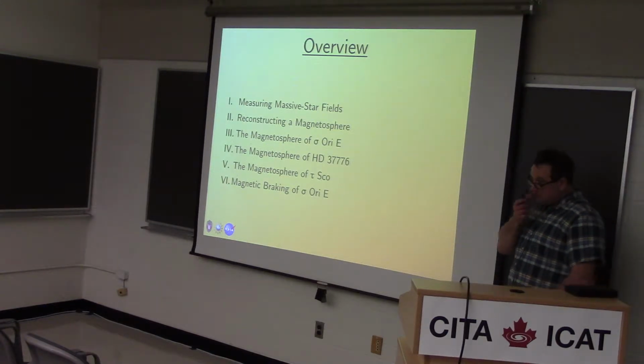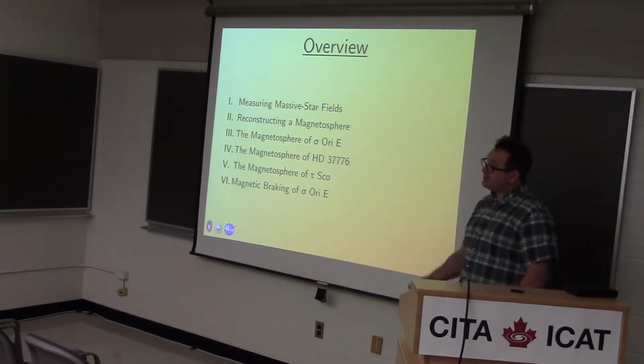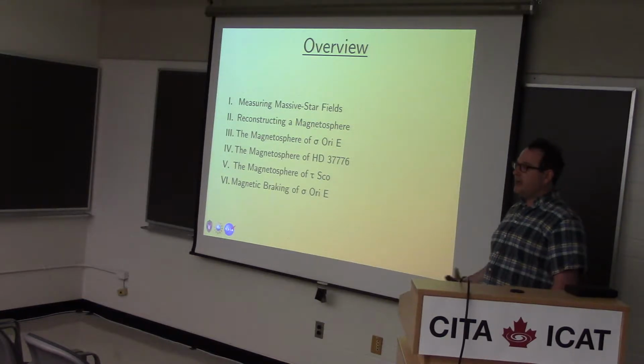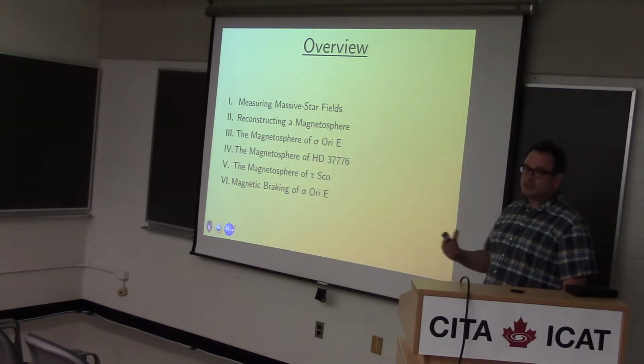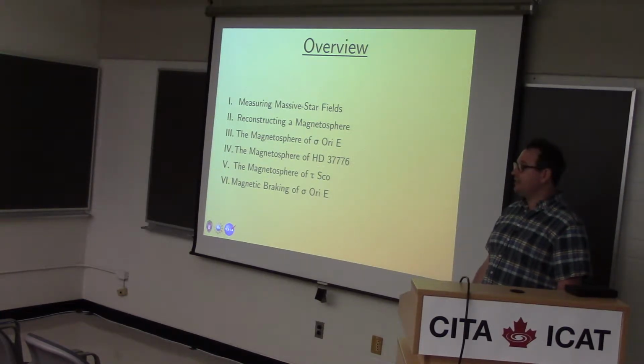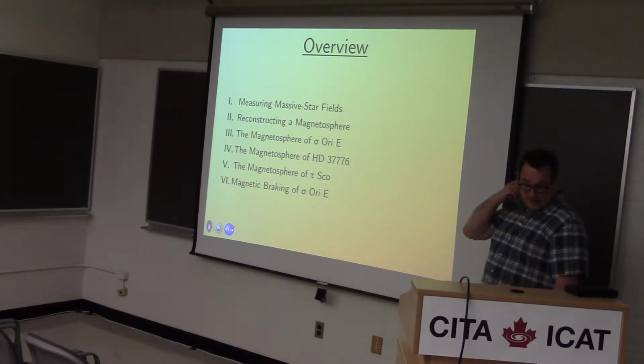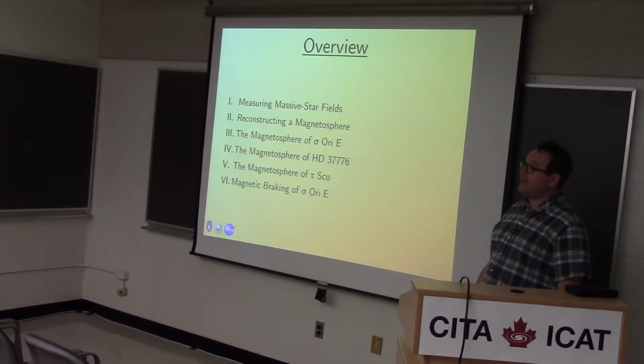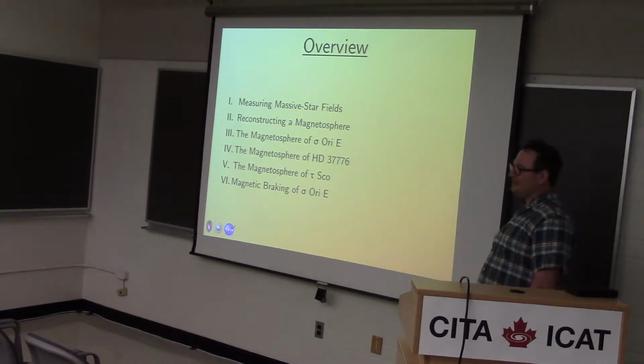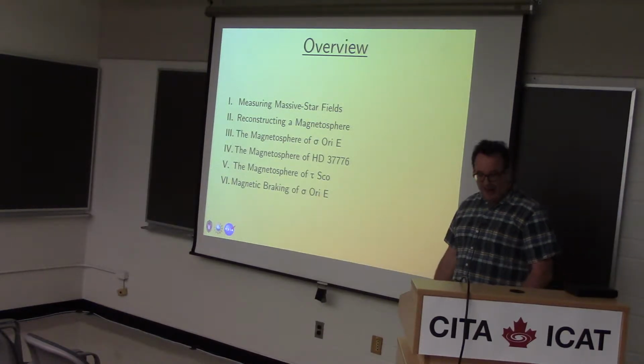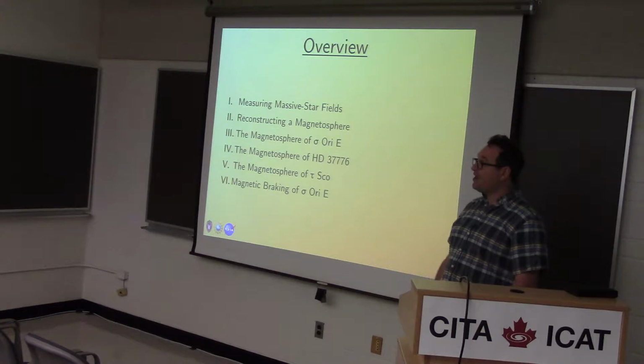I'm going to start out by explaining how we actually go about detecting fields in massive stars. Then how we can reconstruct the magnetosphere that the field will sculpt as it interacts with the wind. Then I'm going to cover 3 specific cases of massive stars, some of which you can actually see with the naked eye, although not from Toronto, as it's been pointed out to me. And I'm going to finish up by talking about magnetic braking in one of these stars.